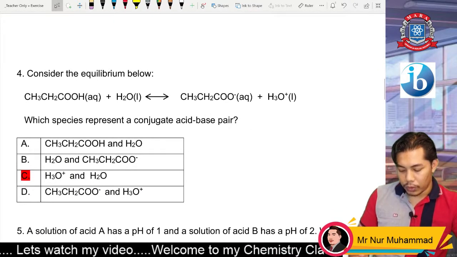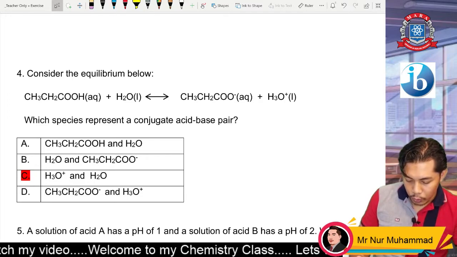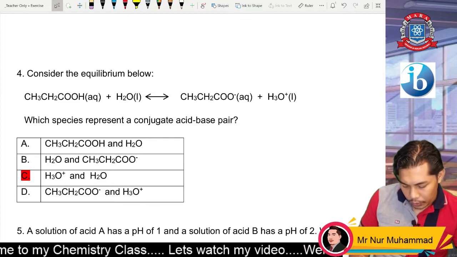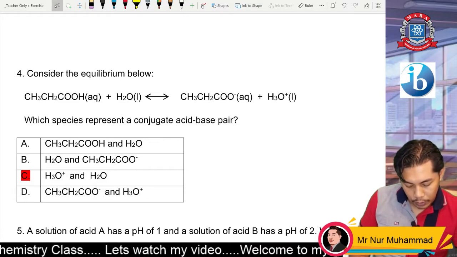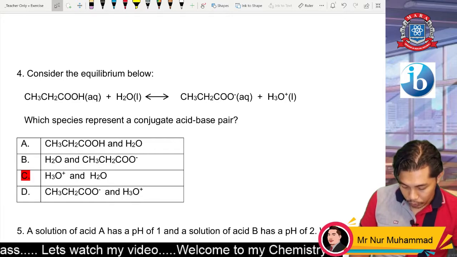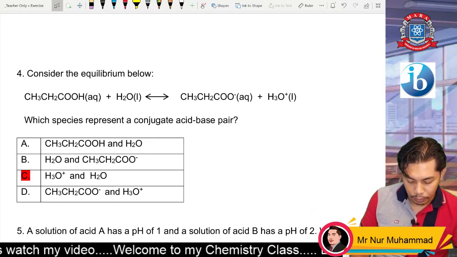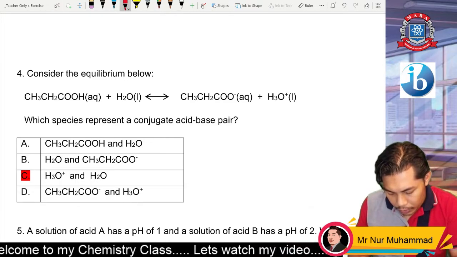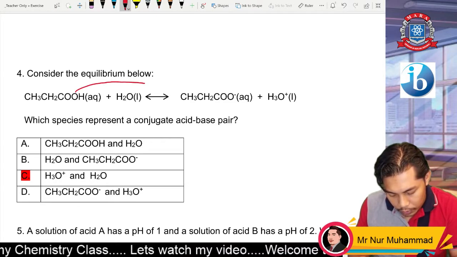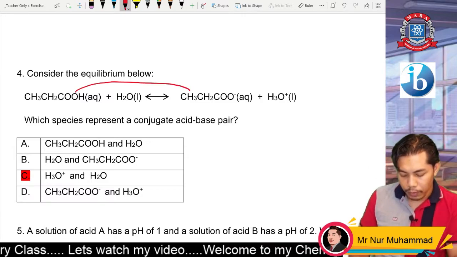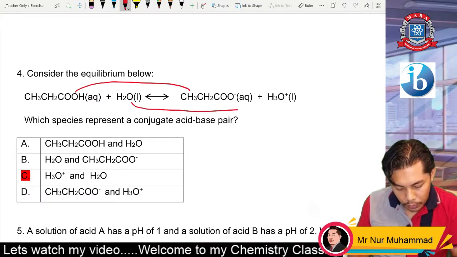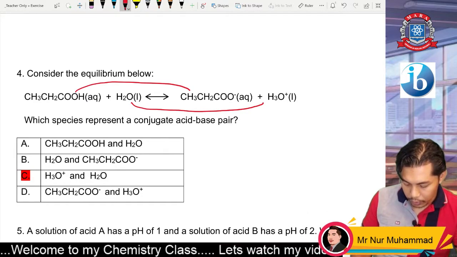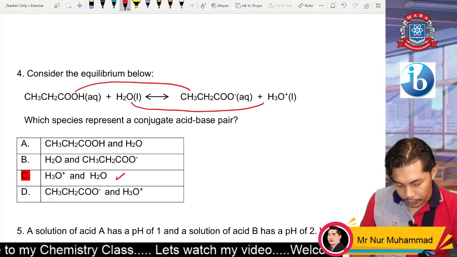Alright, the next question. Consider the equilibrium below. Propanoic acid reacts with water and produces propanoate ion and hydronium ion. Which pair represents the conjugate acid-base pair? Propanoic acid is paired with propanoate, and H2O is paired with hydronium ion. So based on the answer, C is correct.